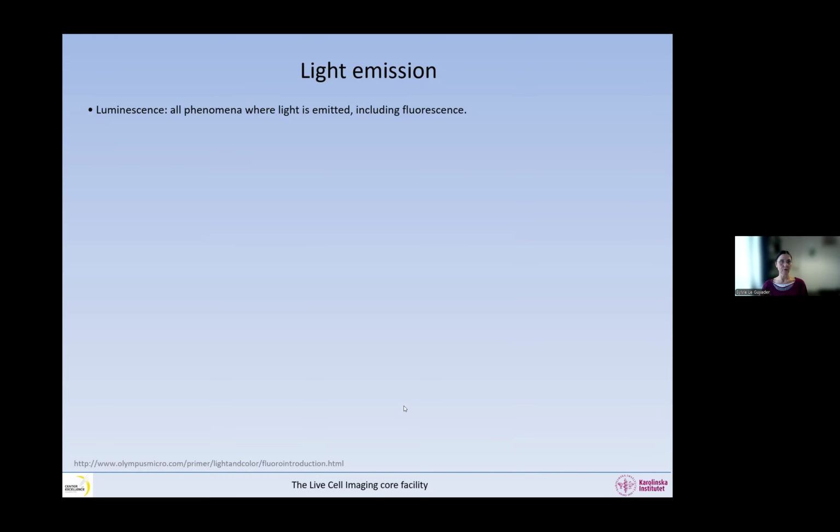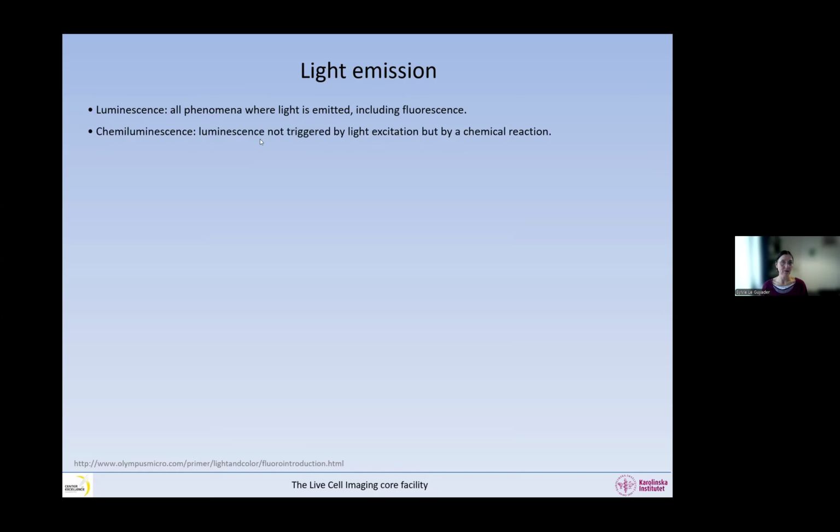energy in a fluorophore. Now, there are also some things that are sometimes confusing, and it's all these things about luminescence versus phosphorescence and fluorescence. So luminescence is all phenomena where light is emitted, and that includes fluorescence.